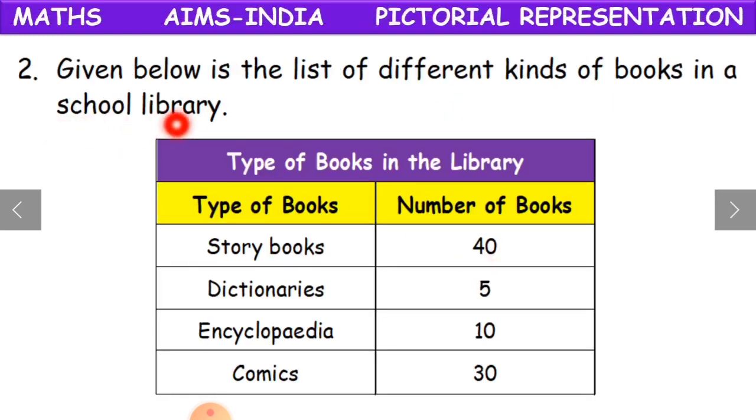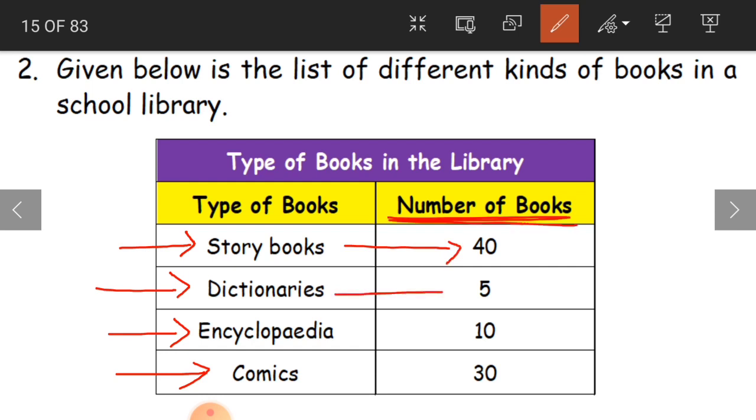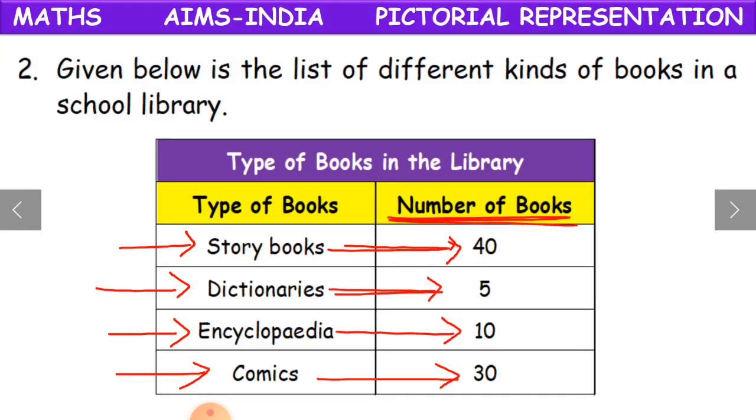Now again, given below is the list of different kinds of books in a school library. So what is the list here? It is the list showing the different types of books in a library. And what are the different categories here, children? We have story books, dictionaries, encyclopedias and comics. This is the number of books. Yes, we have 40 story books, 5 dictionaries, 10 encyclopedias and 30 comics.